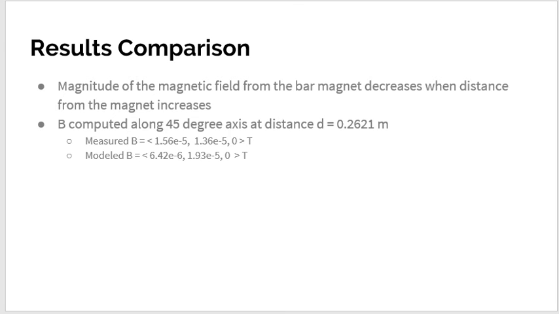From the computational model, my results resembled what was found in this experiment. The magnetic field in the x direction was found to be 6.42 times 10 to the negative 6 and 1.93 times 10 to the negative 5th in the y direction, again in teslas.